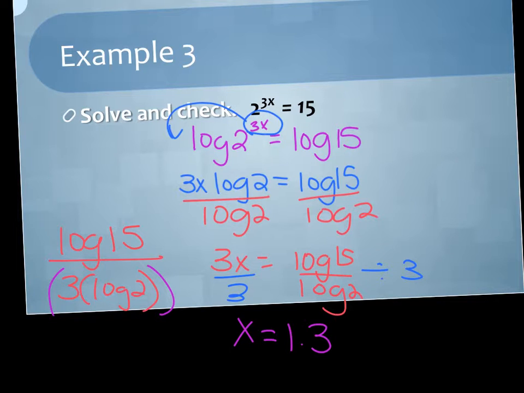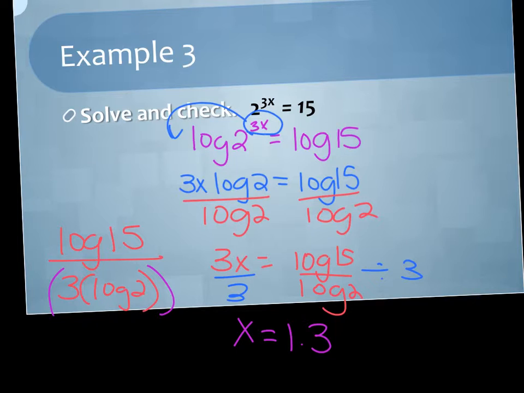Or I can do the log of 15. Make sure you close your parentheses. Divided by, open parentheses, log of 2 times 3. Close your parentheses. Either way, you end up with 1.30229 and so on and so forth. Is it okay that we did the log of 15 over log of 2, that over 3? Yeah. Okay. Yeah, you should get the same answer.